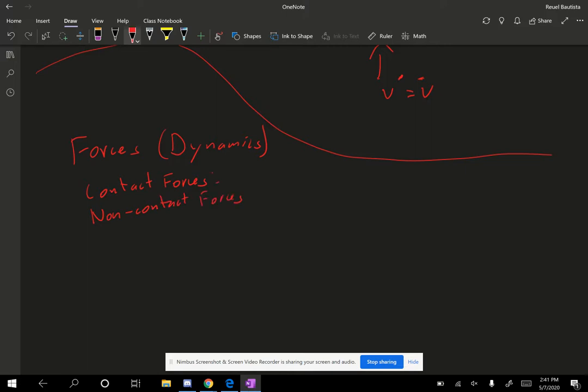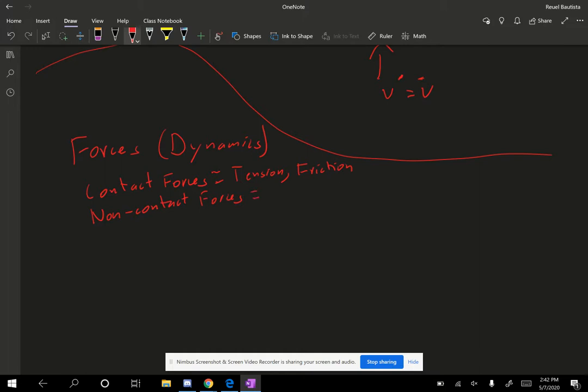Contact forces, there are several, and contact forces are forces that require contact. When you're pushing something or pulling something, those are contact forces. Things like tension, things like pulling force, when you pull something or push something, things like friction. All of those things are contact forces.